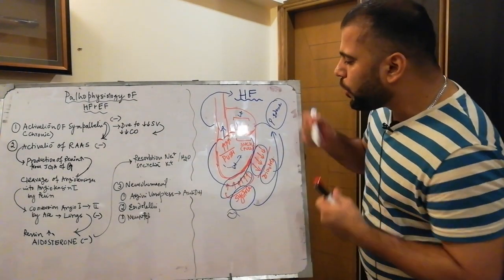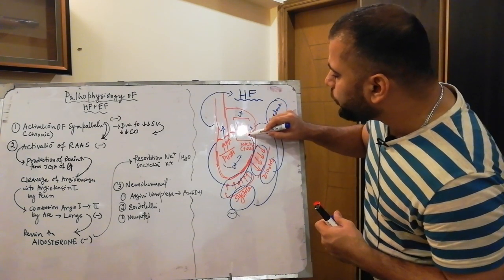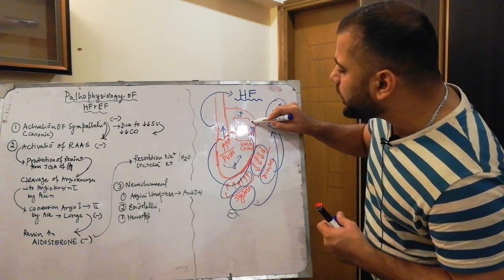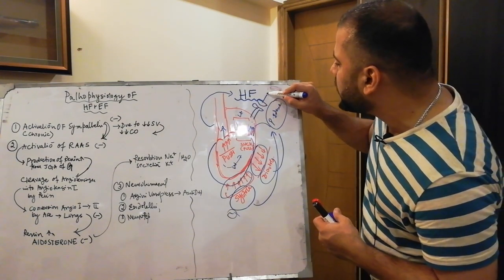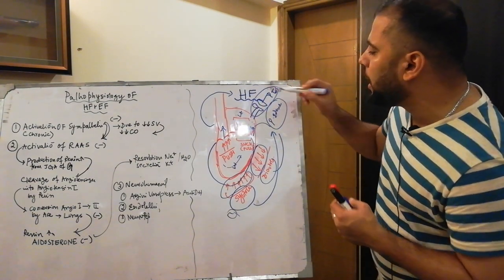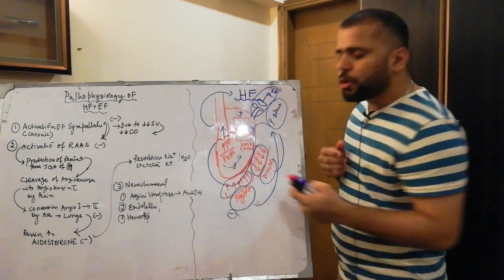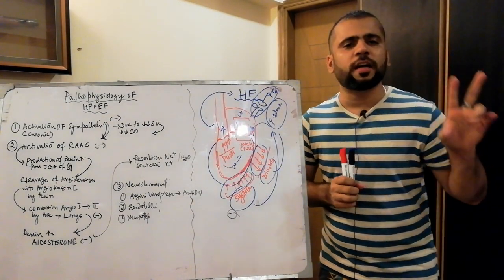So it would cause what? It would cause increased pressure in the LA, and from the LA it would increase pressure into the lungs and cause pulmonary edema. So heart failure can be because of two things: one is systolic and the second is diastolic.